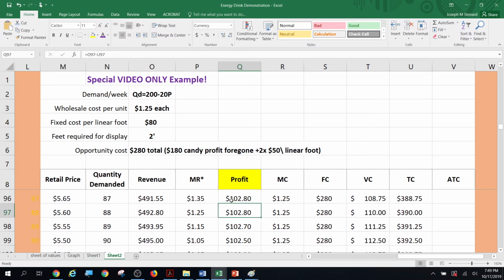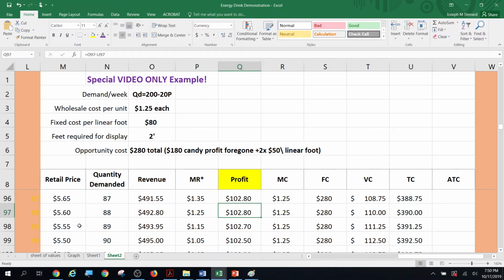We have two different choices here to make 102.80 in profit. We could either charge $5.65 for these energy drinks and sell 87 of them, or charge $5.60 and sell 88 of them. Since more movement is better, this runs 88, but the profit is the same. So we're going to use something else to decide whether to charge $5.65 or $5.60.